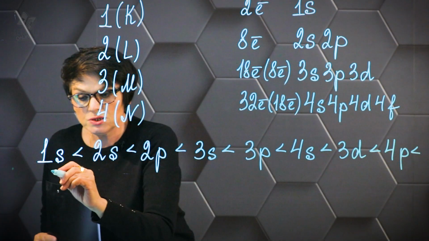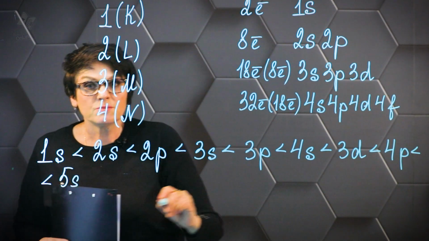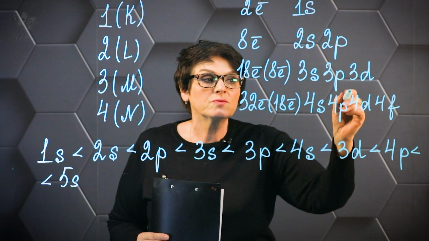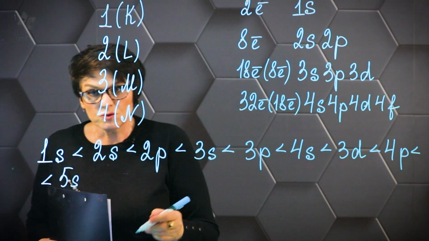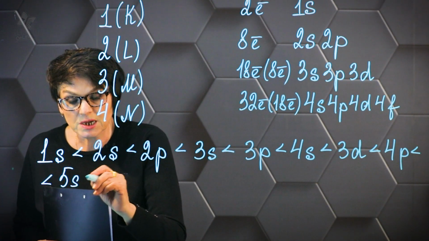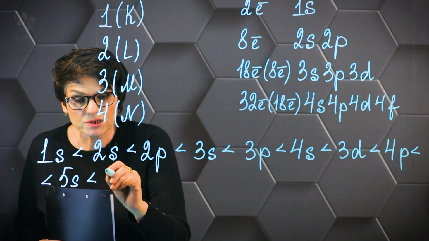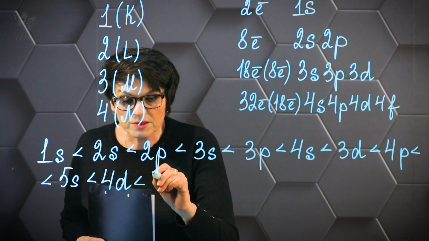The next one filled is 5S, and notice in the fourth level 4D and 4F are not filled yet. This is the structure of elements, i.e., this is how complicated the table is organized. After the 5S comes the 4D, followed by 5P.